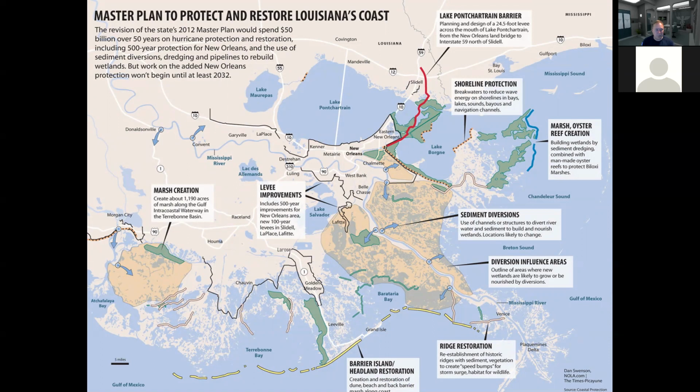And then there are some additional projects that are part of the master plan. This master plan would spend $50 billion over 50 years in terms of hurricane protection. But one of those pieces includes sediment diversion and restoring as much of the marshland as you can. The reason that's important is you've got to have a place for that storm surge to absorb, to create a buffer from water being pushed in from the ocean on the approach of a hurricane.